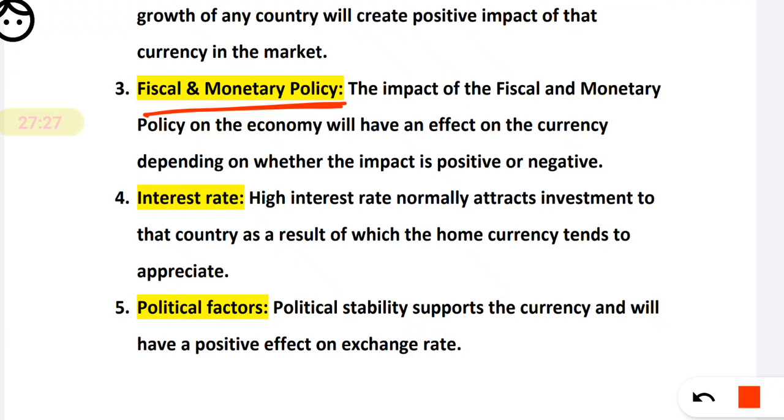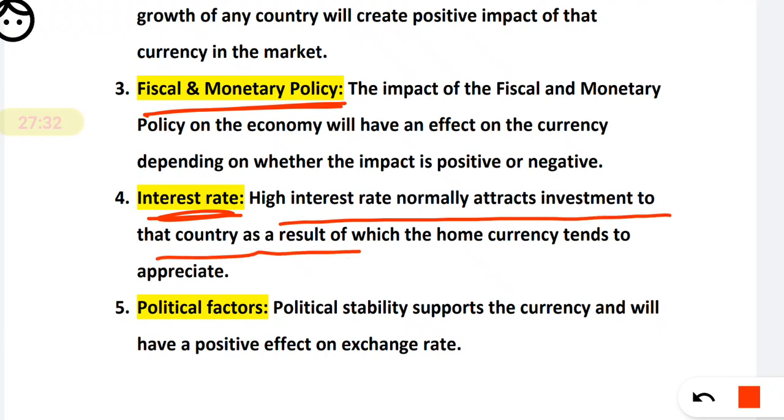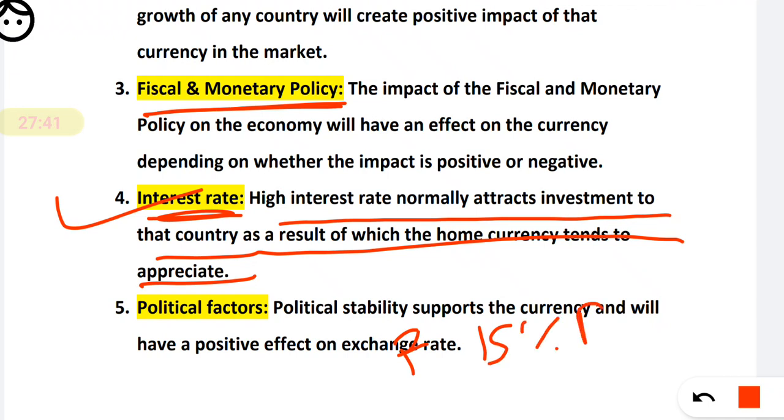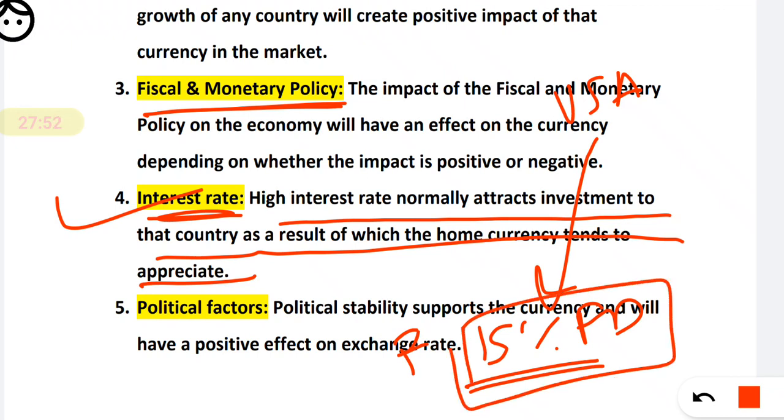Next, interest rate. Higher interest rate normally attracts investment to that country, as a result of which the home currency tends to appreciate. Obviously, see, if the interest rate in India is, say, 15% on an FD, okay, what will a person in the USA think? I will invest in India because I am getting a very high interest rate, okay. So he will send dollars. Against that, the investment is increasing in India, right? So our currency will get stronger.